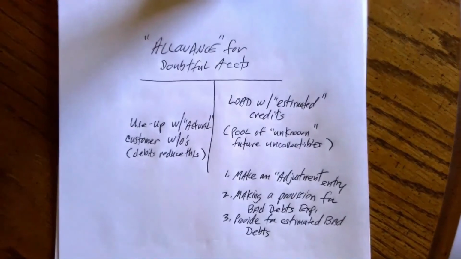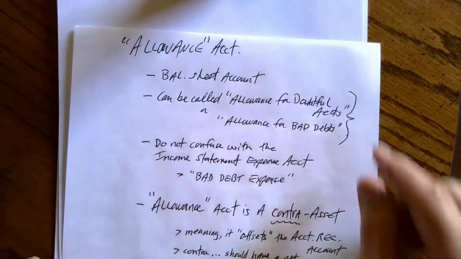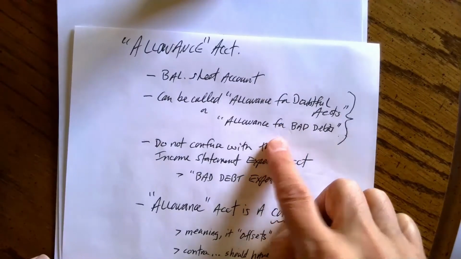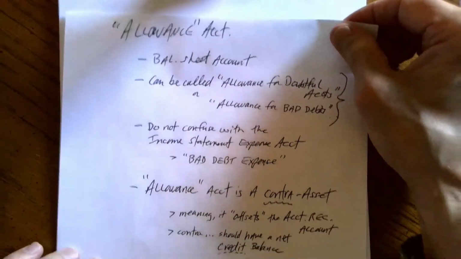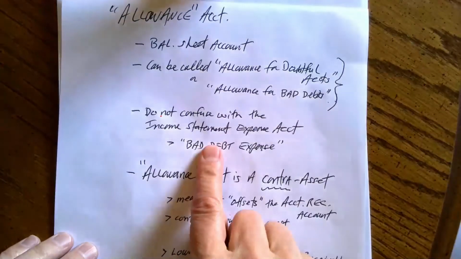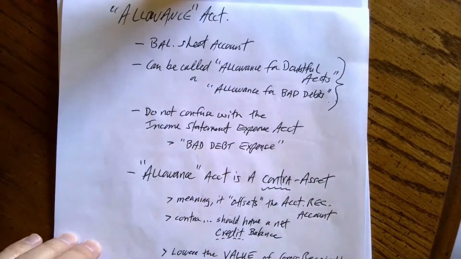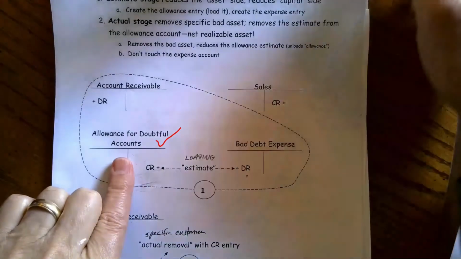So to recap, the allowance account is a balance sheet account. It could be called allowance for doubtful accounts. It could be called allowance for bad debts, interchangeable. The chapter uses the bad debt verbiage, but do not confuse it with the income statement account bad debt expense. Two separate accounts. Bad debt expense is on the income statement. Allowance for doubtful accounts is on the balance sheet.